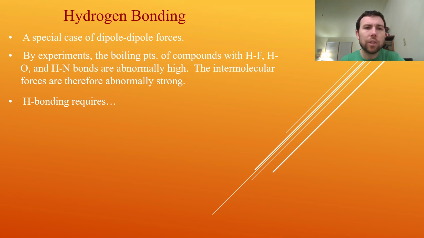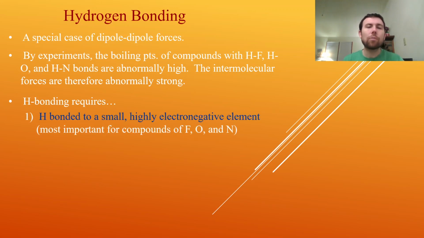And so in order for a molecule to have hydrogen bonding, it has to meet a couple of criteria. Obviously, because it's a type of dipole-dipole interaction, it goes without saying it has to be a polar molecule. The second thing you need to consider is that hydrogen has to be bonded to a small, highly electronegative element. For our purposes, those are going to be compounds where H is bonded to F, O, or N. So if hydrogen is bonded to an F, O, or N, then there's a possibility that there could be hydrogen bonding.